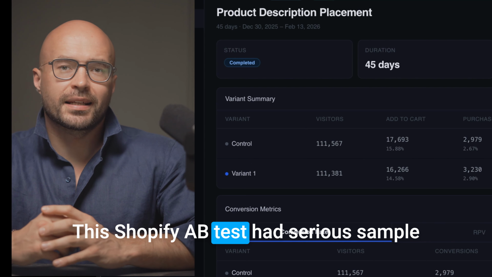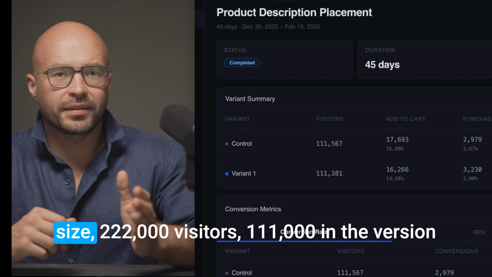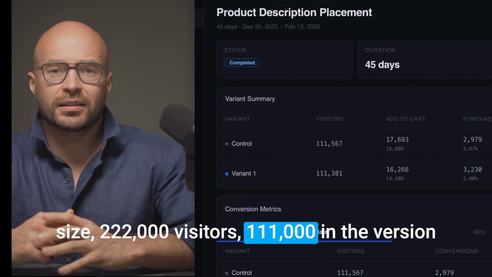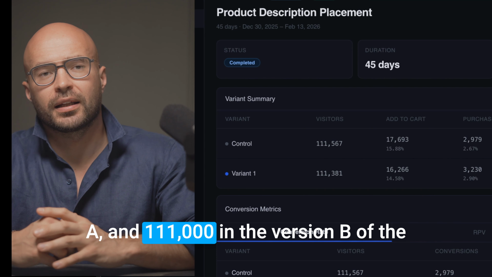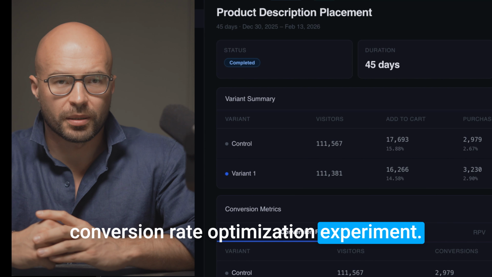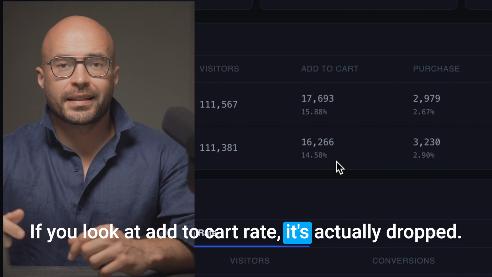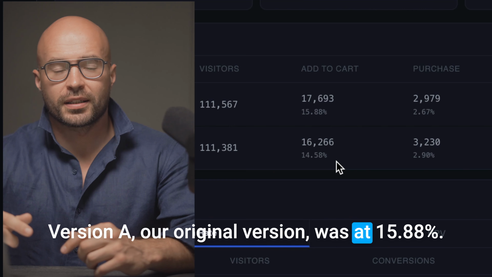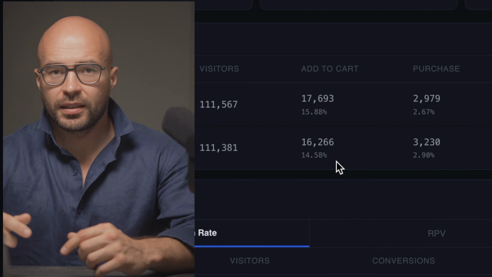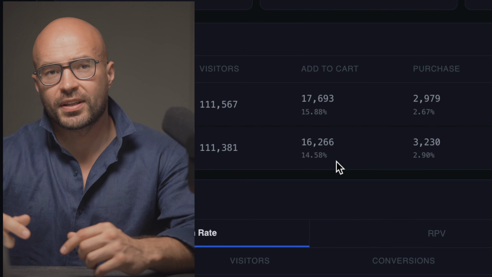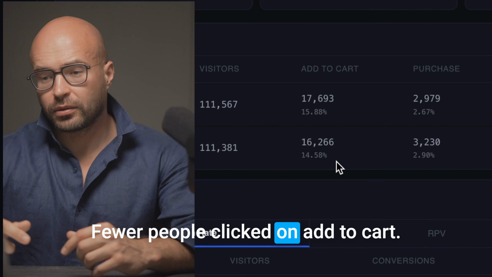This Shopify A/B test had serious sample size, 222,000 visitors, 111,000 in version A and 111,000 in version B of the conversion rate optimization experiment. If we look at add-to-cart rate, it's actually dropped. Version A, our original version, was at 15.88%. Version B came in at 14.58%. Fewer people clicked on Add to Cart.